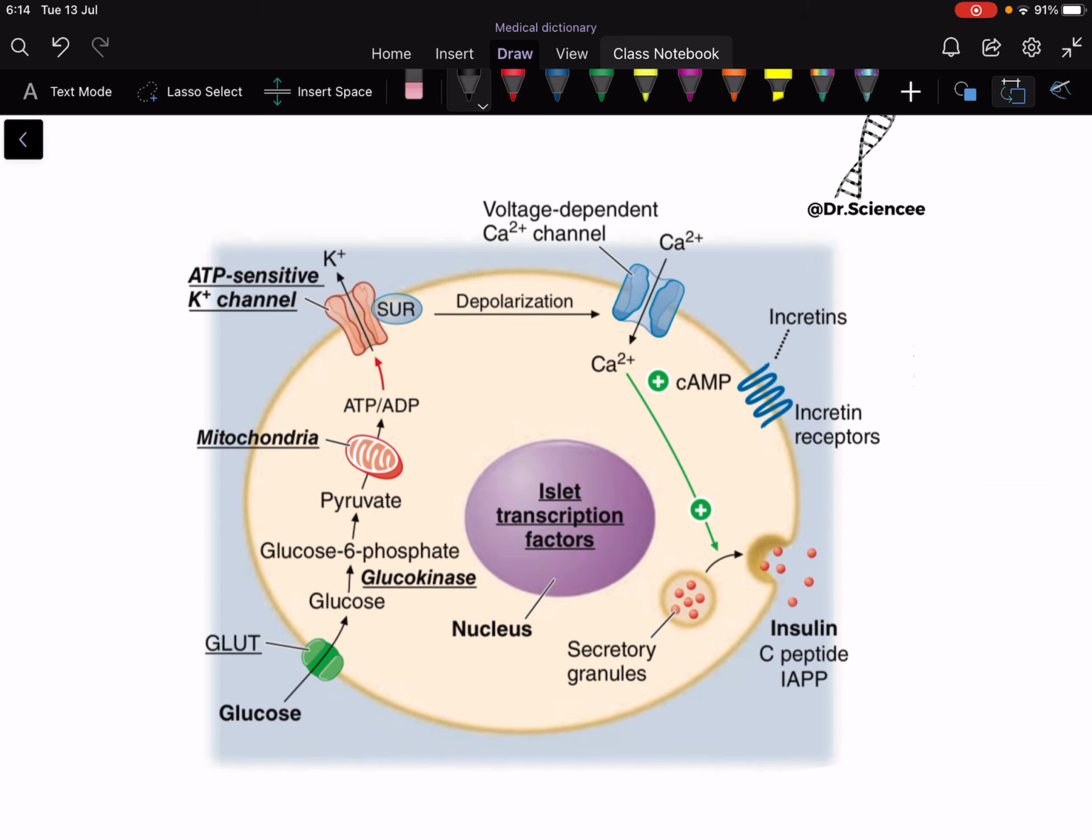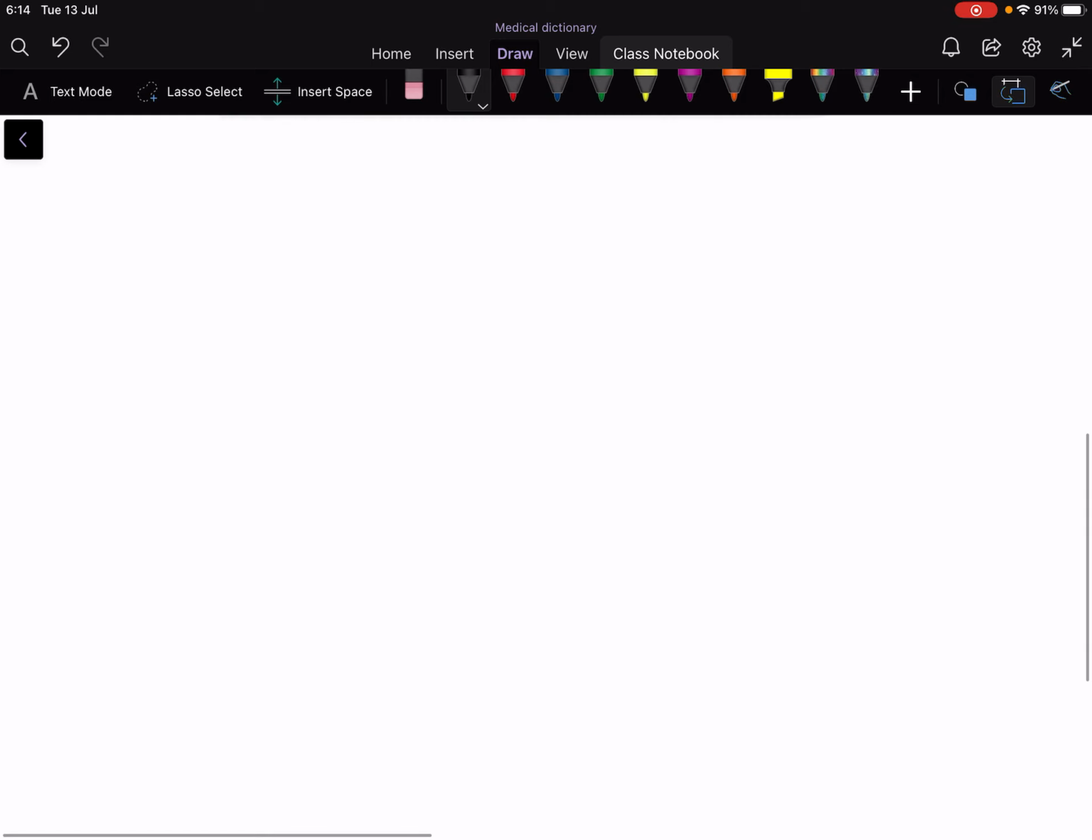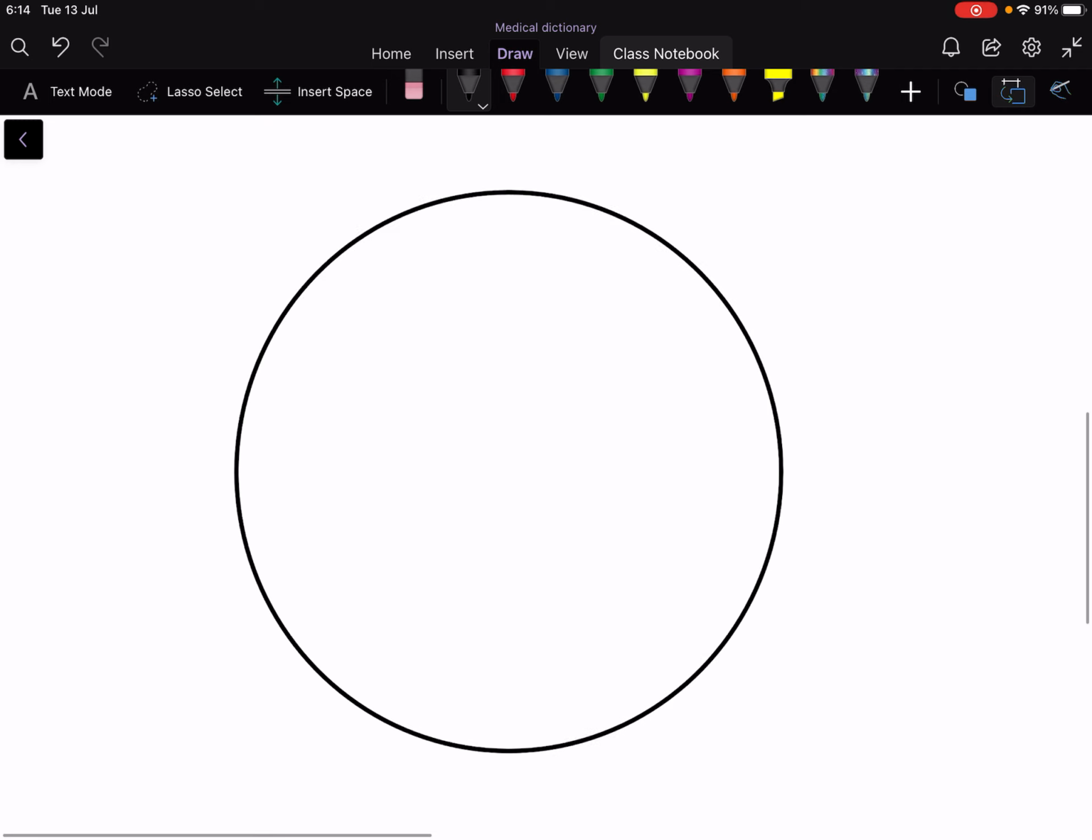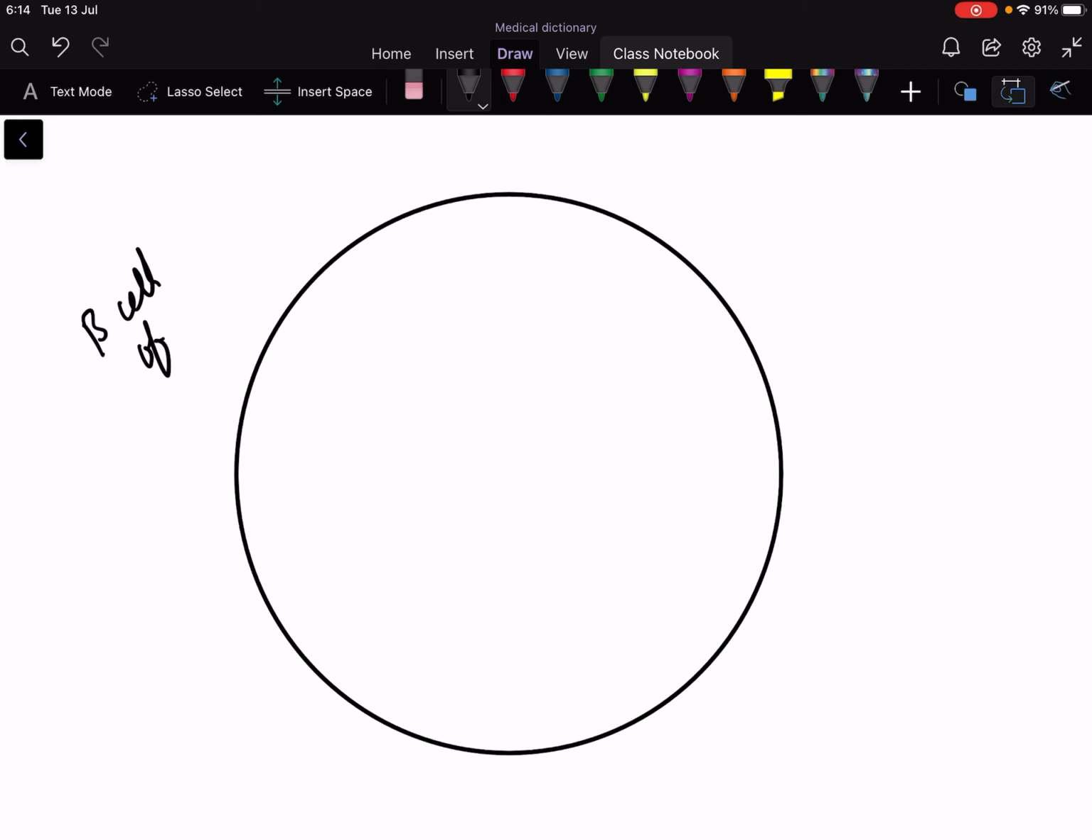As you can see, this is a complex diagram taken from the internal medicine. So I will come to this later. First I will explain to you guys, okay? So suppose here is a big cell, and this big cell is called as the beta cells of pancreas.